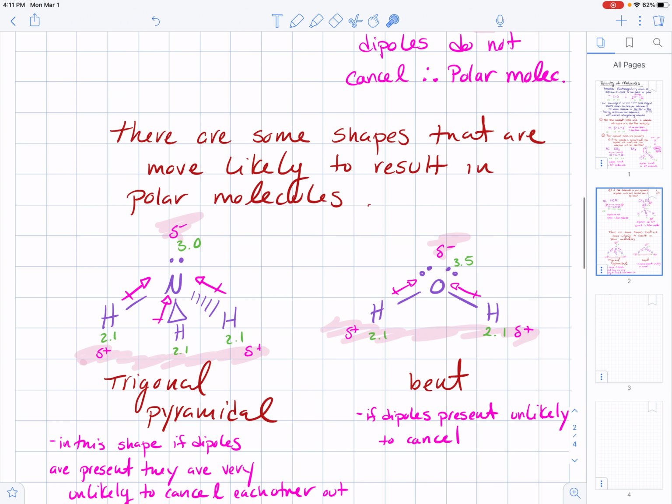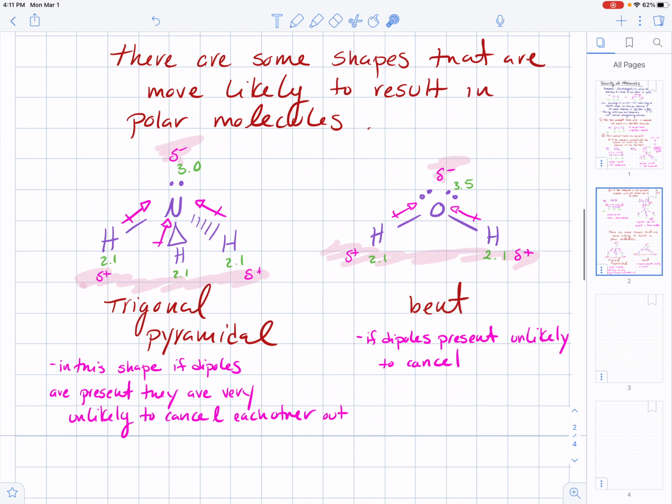Now there are some particular shapes that are more likely to be polar. There are two of them, in fact, that we've learned about. Trigonal pyramidal and bent, if there are polar covalent bonds, will often be polar molecules because it's hard to have anything cancel them out. So again, even though this is actually somewhat symmetrical looking, trigonal pyramidal will often be polar, and that's because of that pyramid shape that it makes.